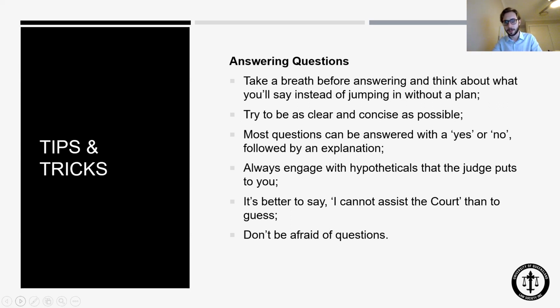Taking a breath, I think, is a really good way to do that. There's nothing wrong with pausing, and in fact, if the judge asks you a question that they seem to think will stump you, and you don't pause, they'll be a bit taken aback. So definitely don't stress about pausing before you answer a question. Try to be clear and concise too. What you don't want is for people to commence a ramble.